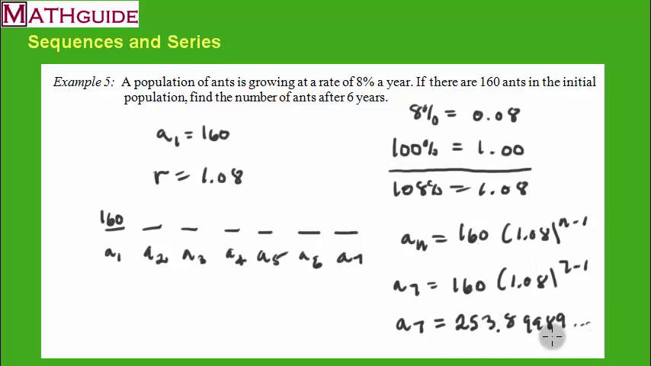Of course, you can't have a decimal number of ants. It doesn't make any sense. You're not going to round up. You're only going to take as many ants as we have. So we're going to approximate this to 253 ants. And that would be 6 years have passed. All right, let's go on to our last problem.